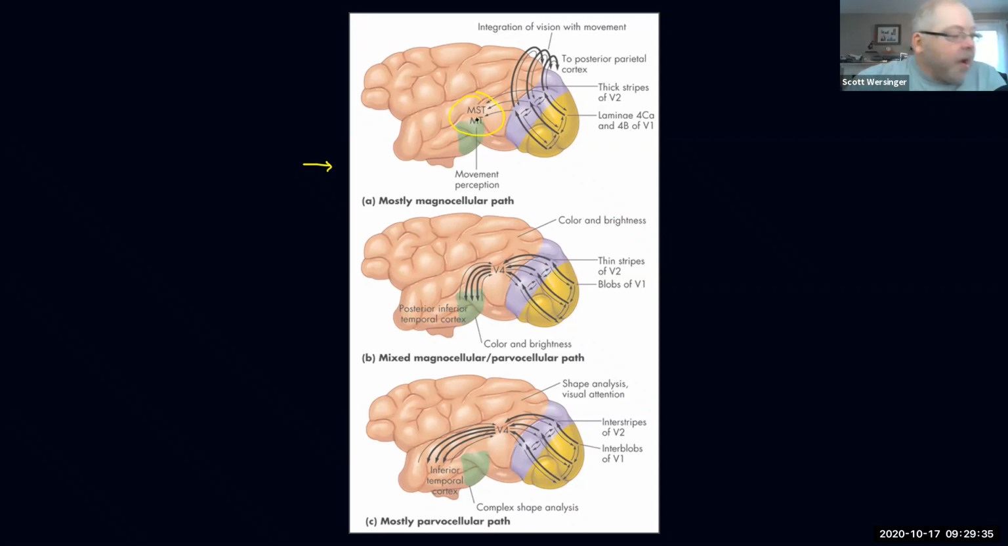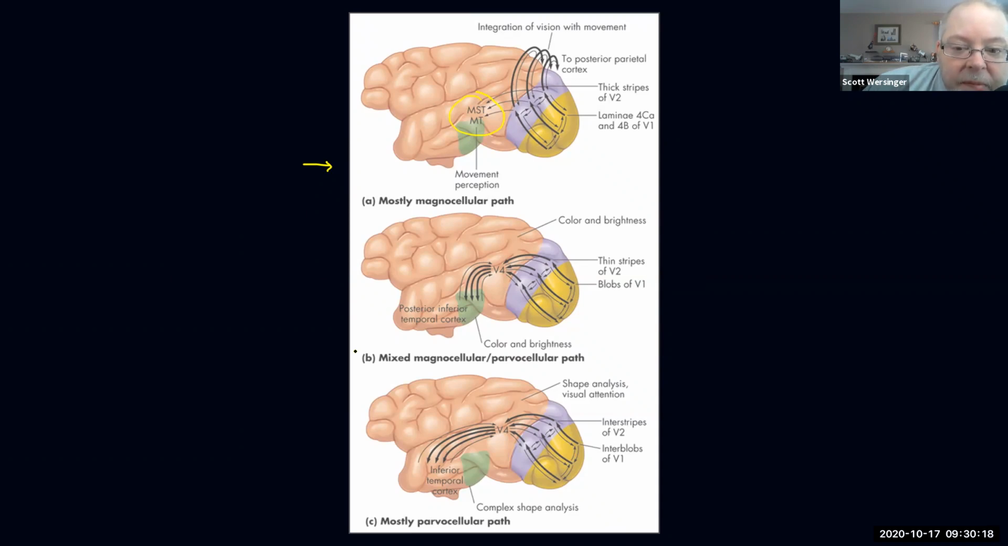If there's damage to area MT or MST, what do you think the person has difficulty doing? Here, they can see just fine. So they want to cross the street. They're not paying attention to the signals like they should. They see a bus. They can see the bus fine. They can recognize it as a bus. They can read the route number, everything. But they can't tell whether that bus is moving. They can't tell how fast it's moving, right? Not a good situation, obviously, if they want to cross the street. So damage to this part of the brain would lead to problems detecting movement.